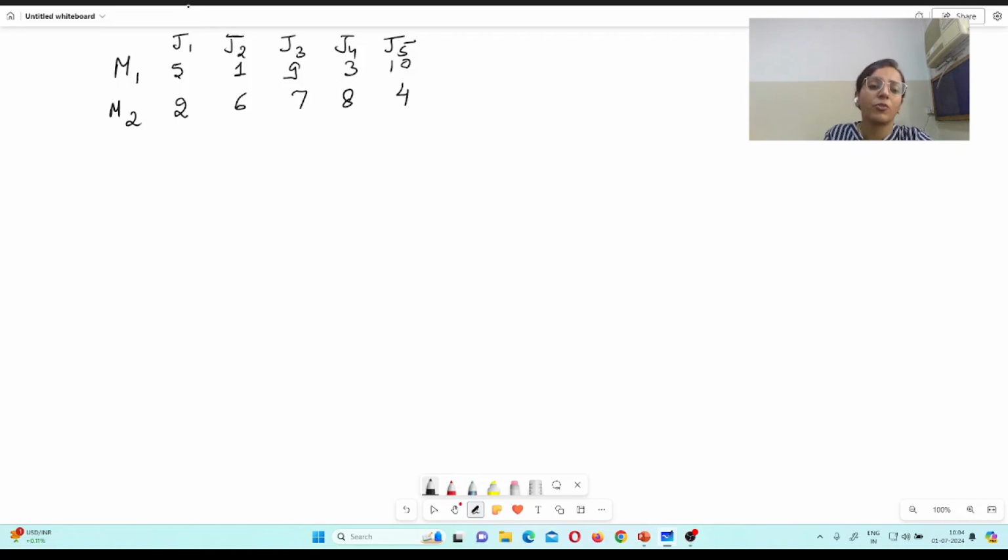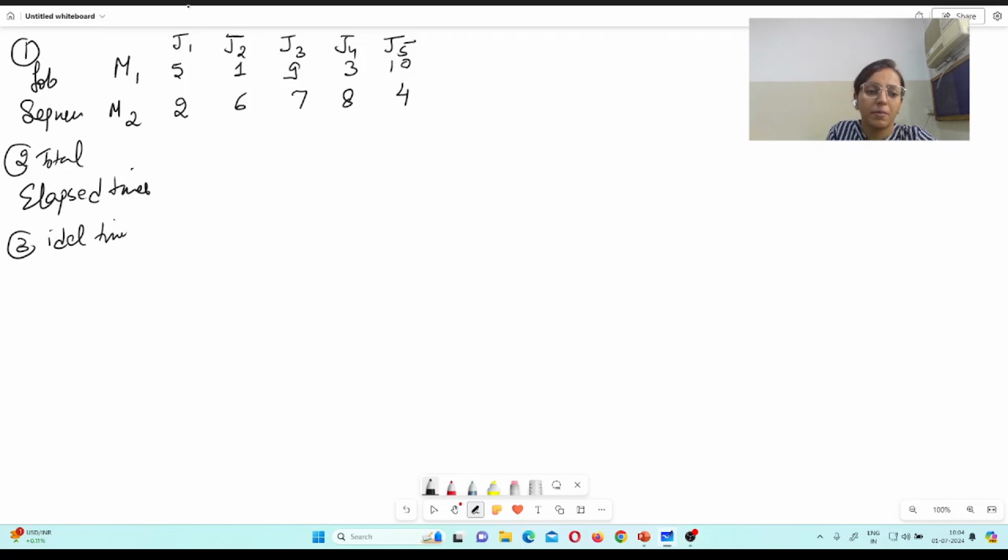Now, what you have to do is find the job sequence. Our main function is to find out the job sequence. That is the first point we have to find. The second, we have to find out the total elapsed time. The third, we have to find out the idle time for machine A, here it is machine 1. And the fourth point is the idle time for machine 2. These are the points which we have to calculate in this question.